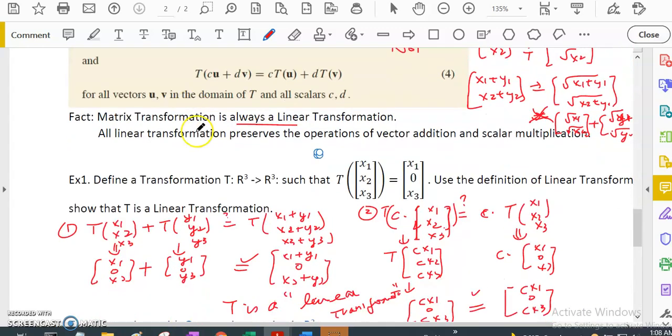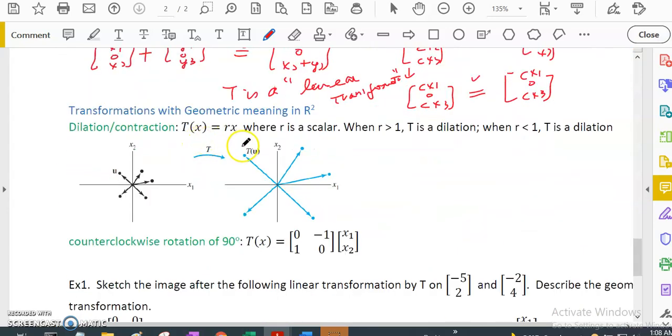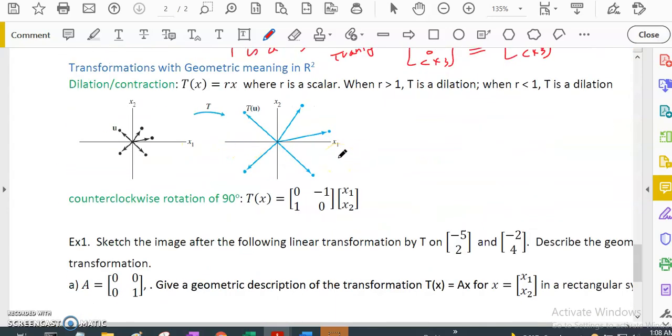After we talk about linear transformation, we would talk about how we can use transformations to reflect or to do real geometric transformations in R2. So for example, if I do a transformation, T of x, where x could be any vector, and I multiply this vector by r. In this case, x is in R2, it's just x1 and x2.